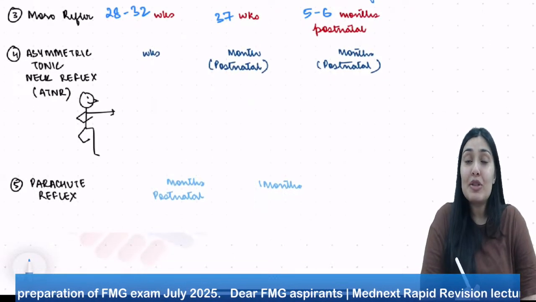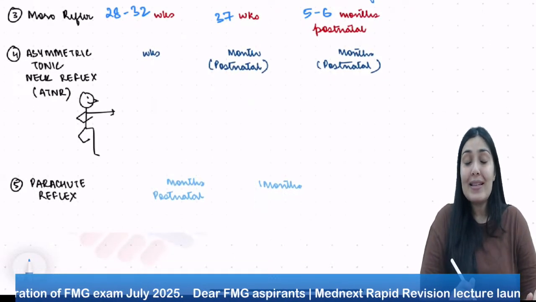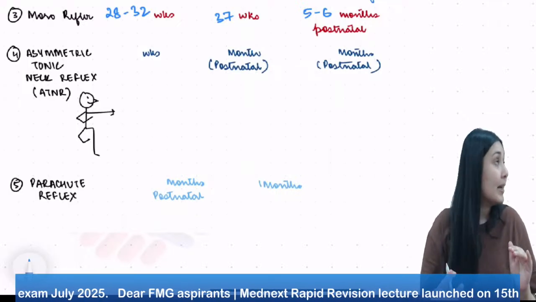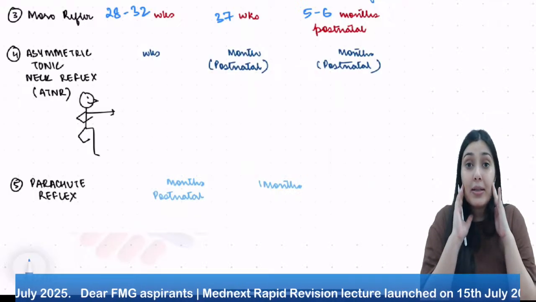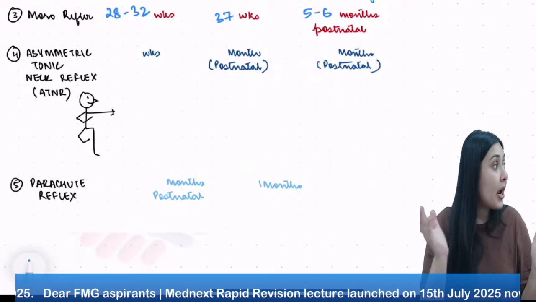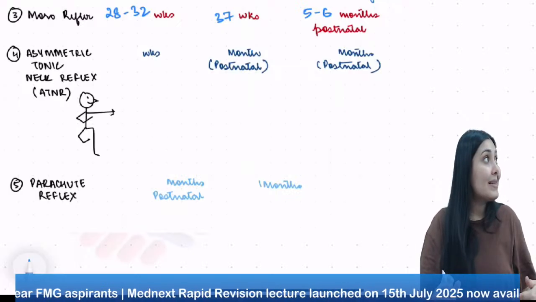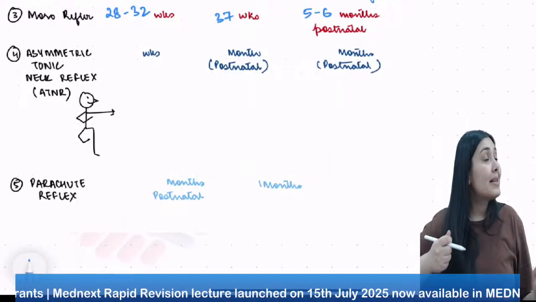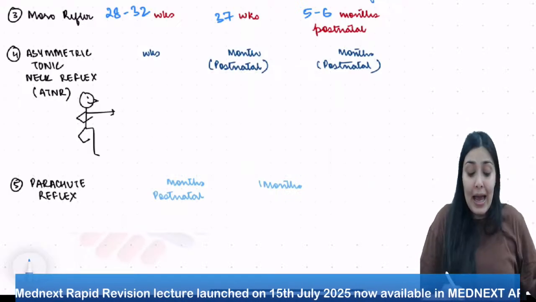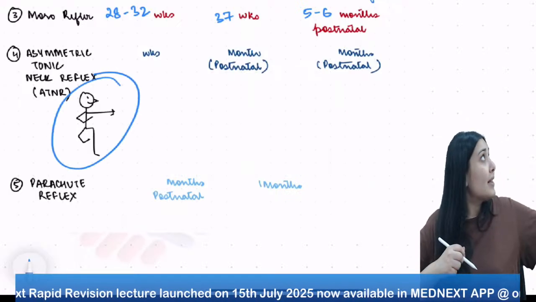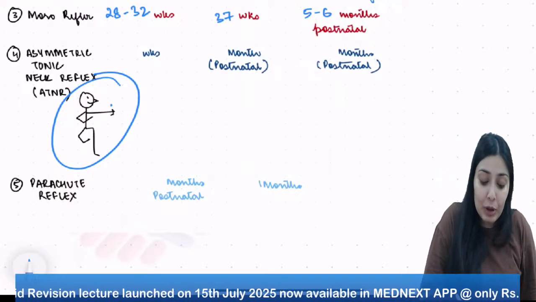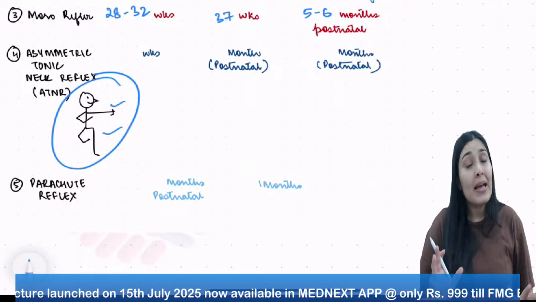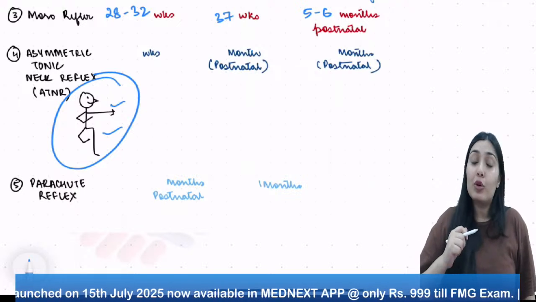Then comes the asymmetric tonic neck reflex. What is the asymmetric tonic neck reflex? If I turn the head of the child to one side, what will happen? On the side to which I have turned the child's face, the upper limb and the lower limb will undergo extension, and on the opposite side they will undergo flexion, as if I am holding a bow and arrow, right?